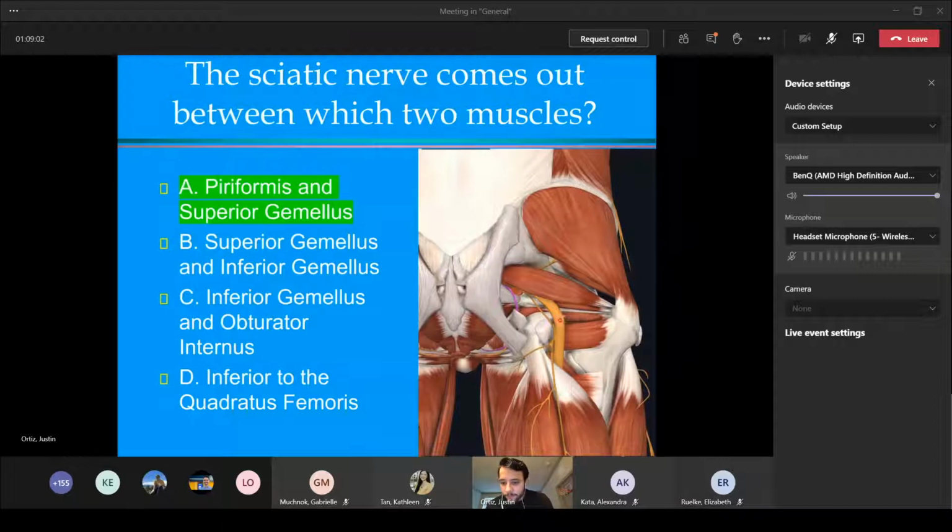This right here will be the inferior gemellus. And this right here would be the quadratus femoris. So we'll talk about that as we go throughout, but I wanted to throw that in there in the beginning before we started talking about all those lateral rotators.